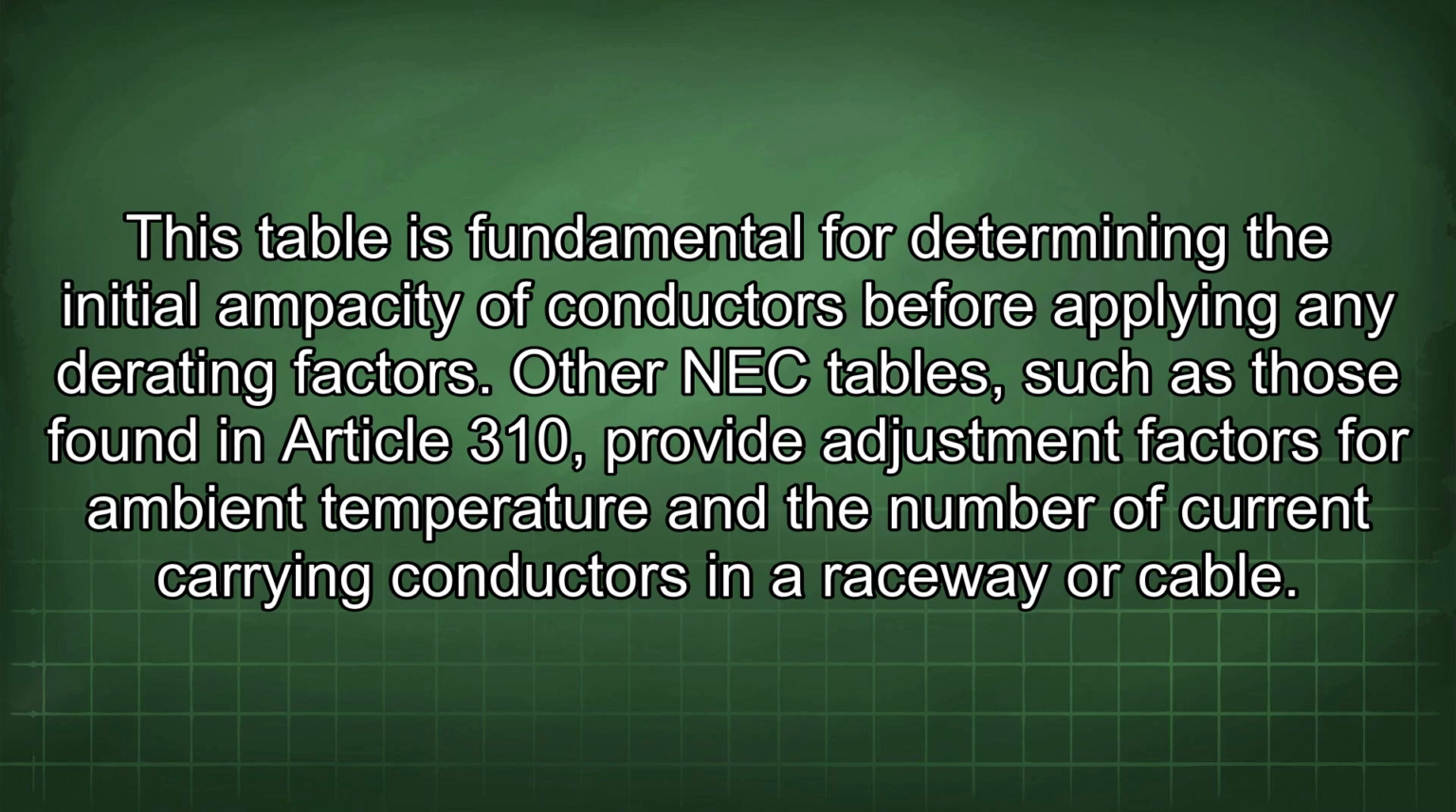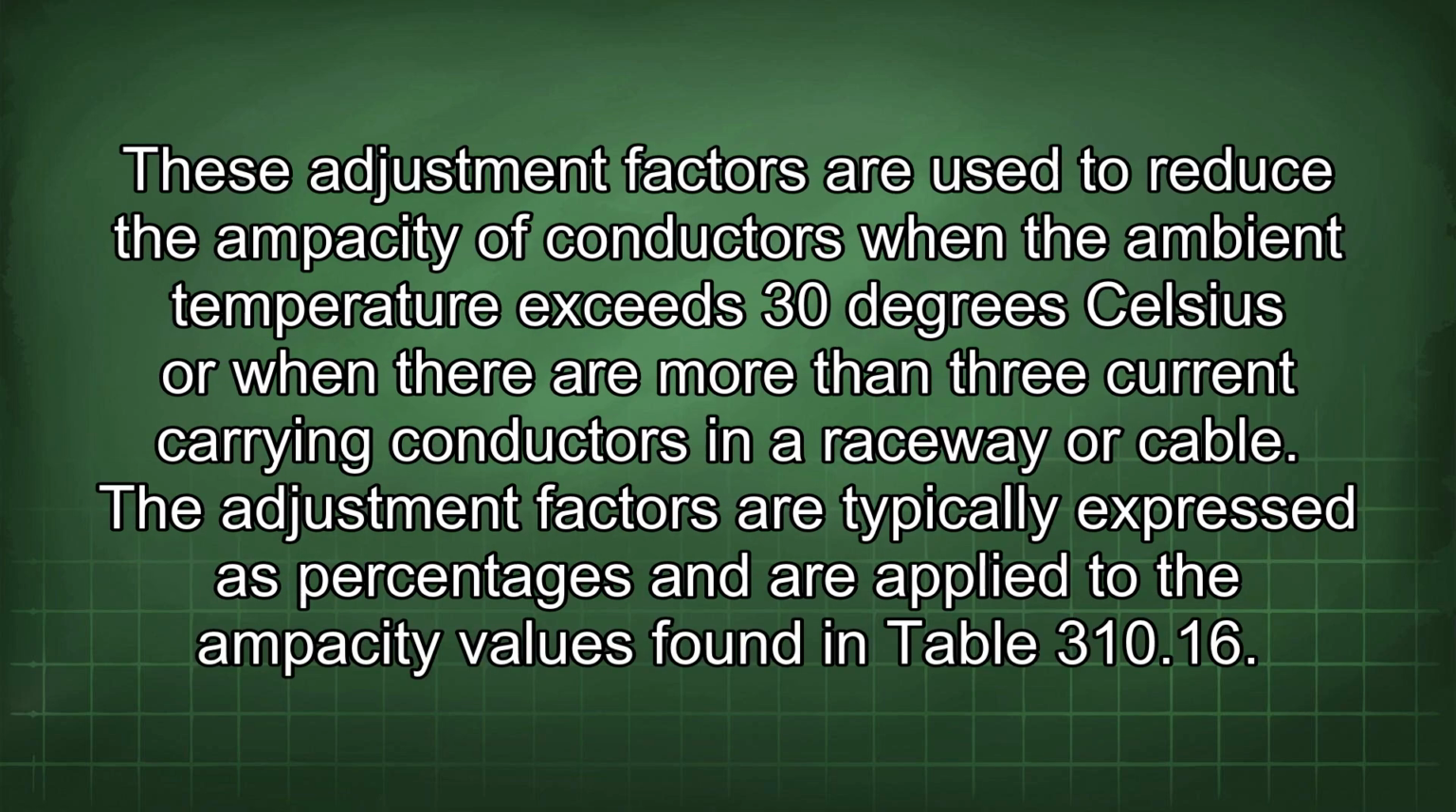This table is fundamental for determining the initial ampacity of conductors before applying any derating factors. Other NEC tables, such as those found in Article 310, provide adjustment factors for ambient temperature and the number of current carrying conductors in a raceway or cable. These adjustment factors are used to reduce the ampacity of conductors when the ambient temperature exceeds 30 degrees Celsius or when there are more than 3 current carrying conductors in a raceway or cable.